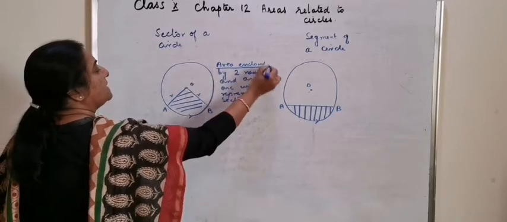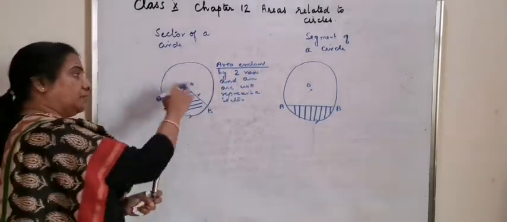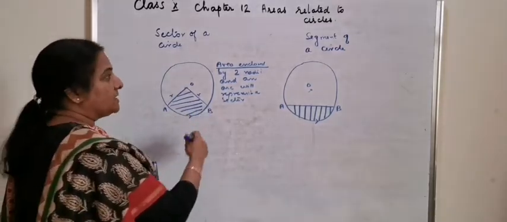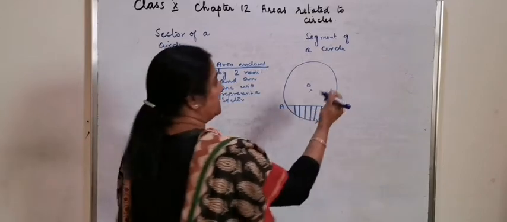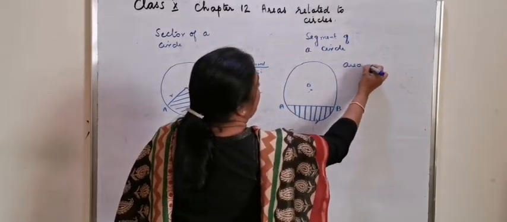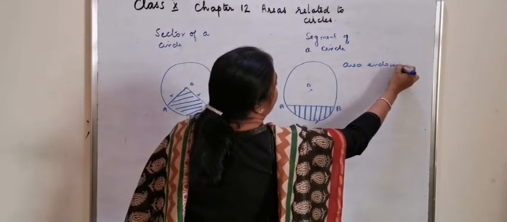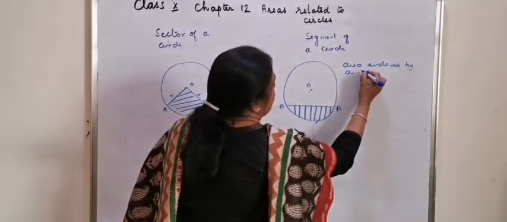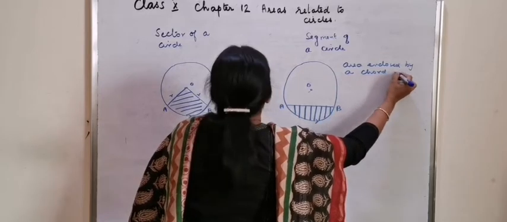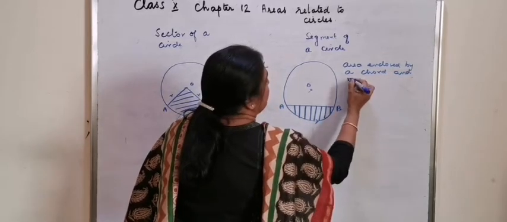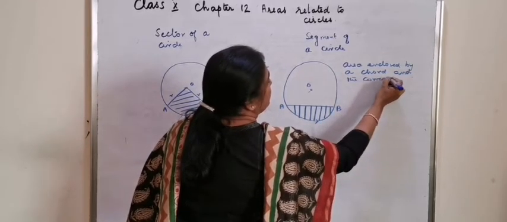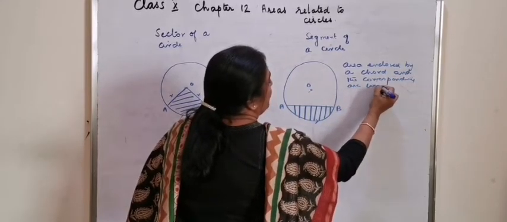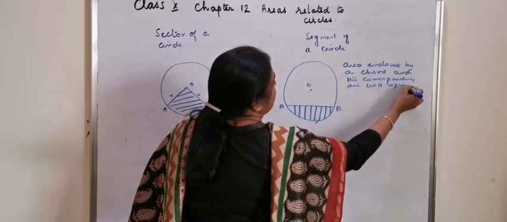It is an area enclosed by two radii and a corresponding arc. Whereas what is the segment of a circle? It is the area enclosed by a chord and the corresponding arc. A chord and the corresponding arc. Arc will represent a segment.